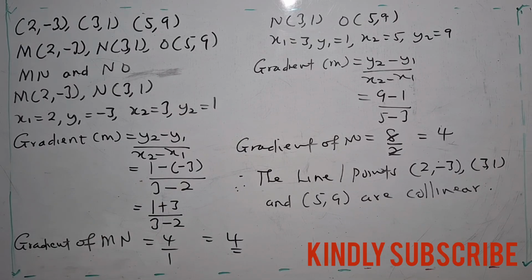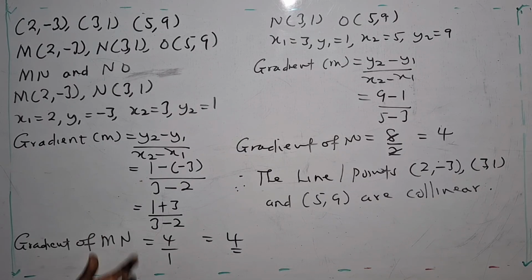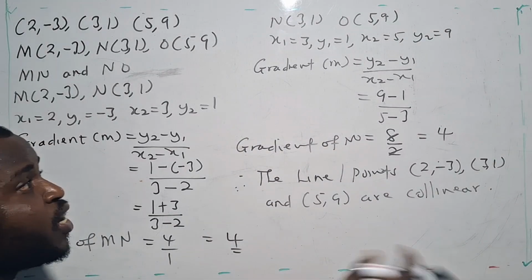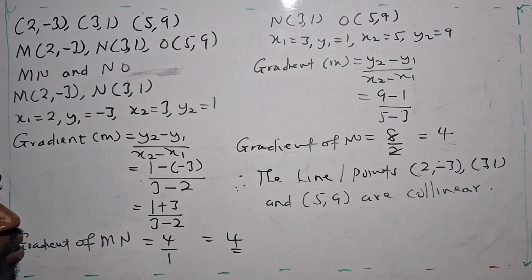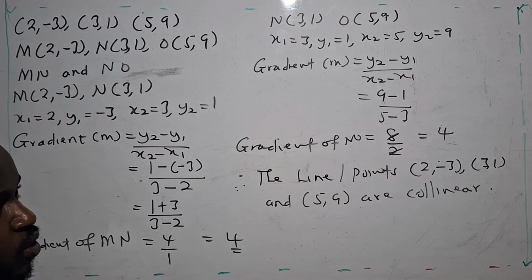If they are not collinear, we'll get a different gradient for them. Here can be 9, here can be 8, here can be -4, here can be 4. When we get different answers, it means that they are not collinear. Simple as that. Let's take the next question on that.